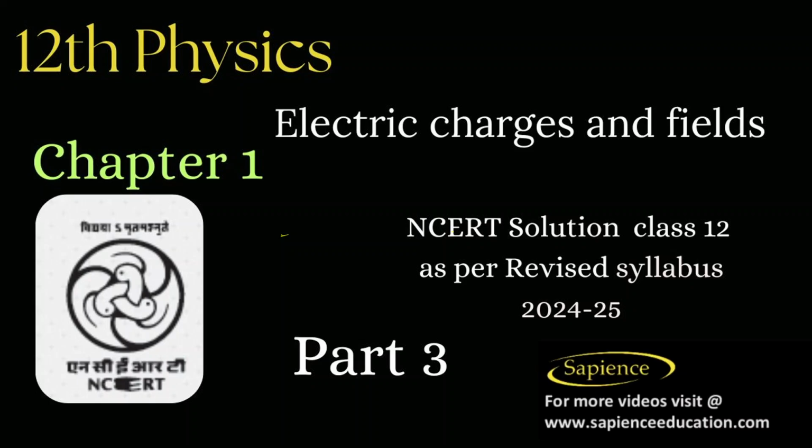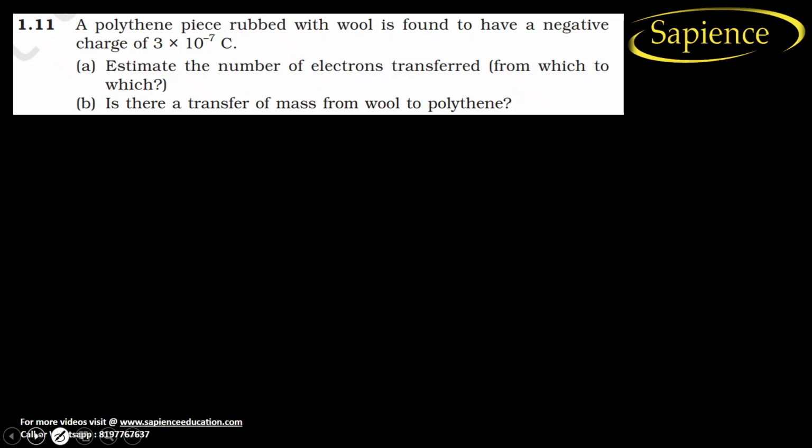So this is part 3 video for the NCERT solution for class 12. So here we go. Let's try to solve. First of all, we need to discuss what the question is saying. A polythene piece rubbed with wool is found to have a negative charge. Estimate the number of electrons transferred from which to which.